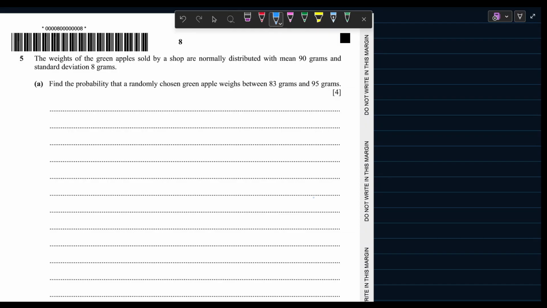Alright, so let's define our random variable x. Let x be the random variable weight in grams of green apples sold by a shop.